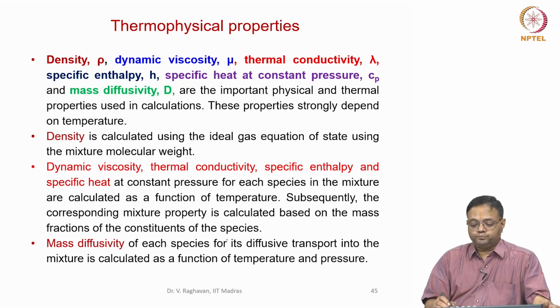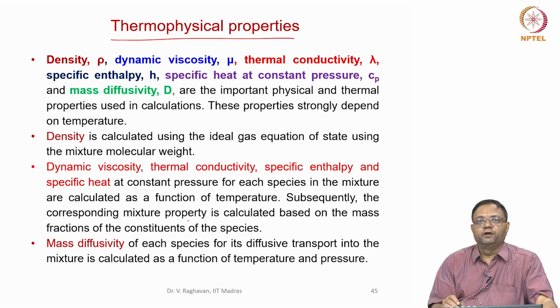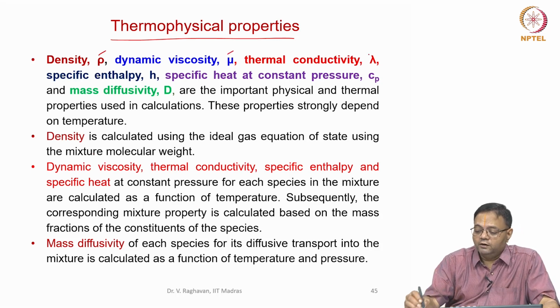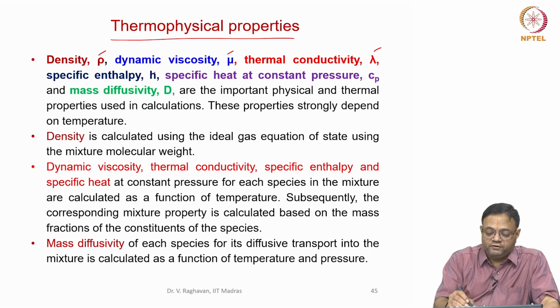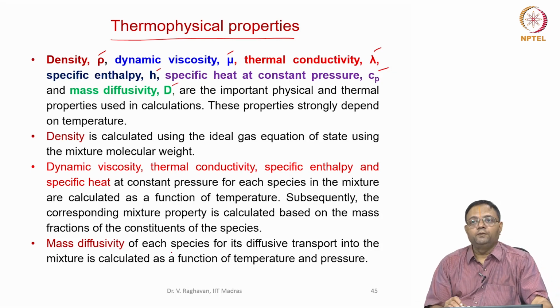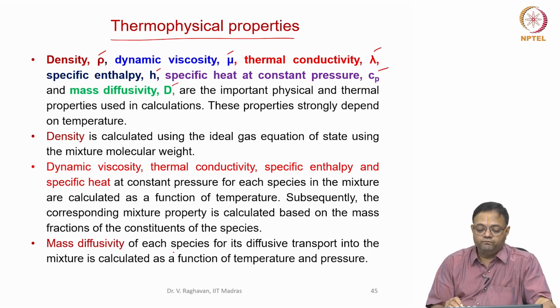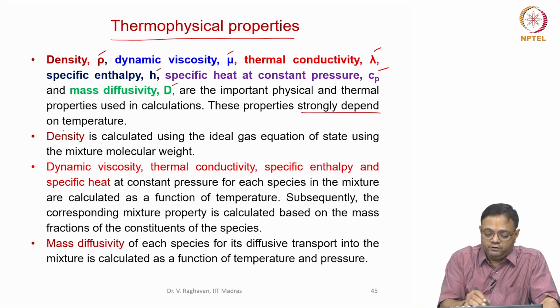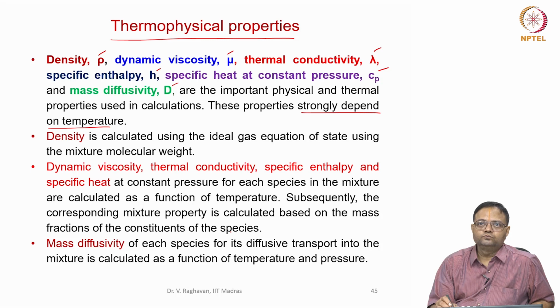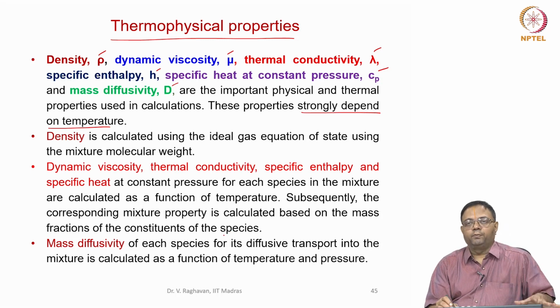Now, let us go to important thermophysical properties which are to be used in the analysis of fires. So, density, dynamic viscosity mu, thermal conductivity lambda, then specific enthalpy, specific heat at constant pressure Cp, and the mass diffusivity. These are all important physical and thermal properties which are to be used in the calculations. However, these properties are strongly dependent on temperature. So, how to calculate these properties and use them?